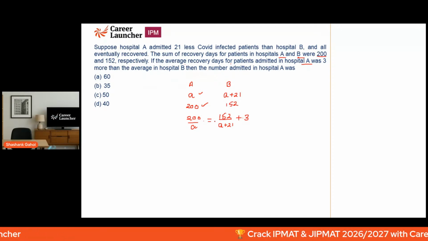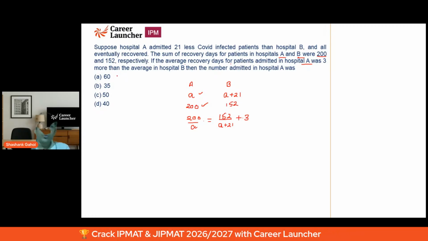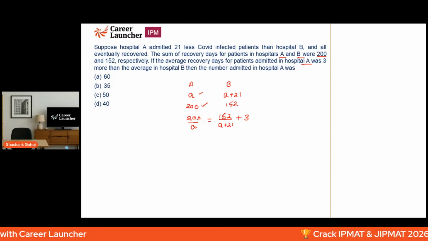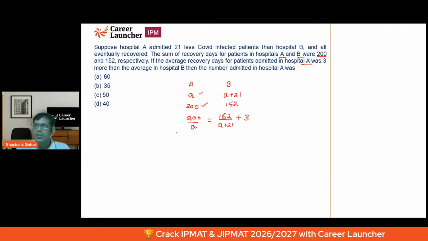So what I'm going to do, I'm going to use the options because I'm going to get a quadratic equation. That's going to be very tricky. So I'm going to use 60. So 200 upon 60 is going to be 3 point something, right?